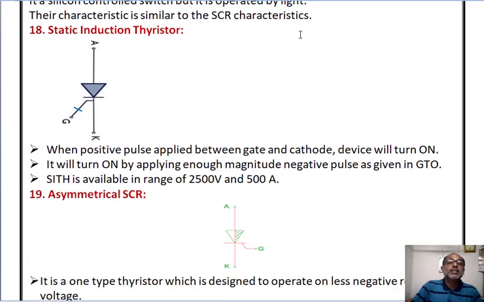Next, static induction thyristor. In the static induction thyristor, when a positive pulse is applied between gate and cathode, the device will turn on, and it will turn off by applying a sufficient magnitude of negative pulse, as given in GTO, gate turn off thyristor. SITH is available in the range of 2500 watt and 500 ampere.